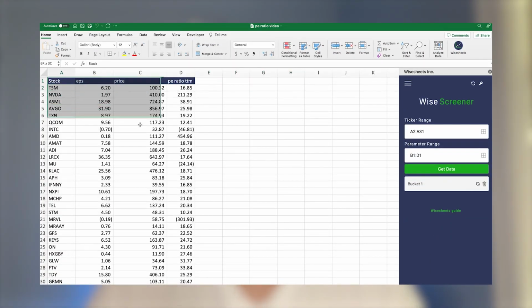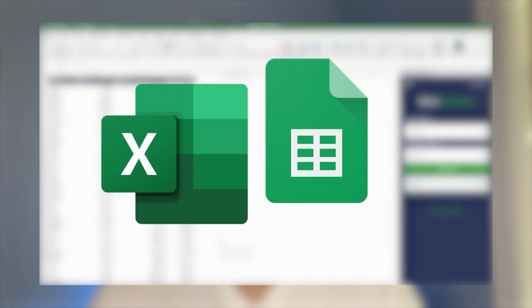And if you stay until the end of the video, I'm gonna share with you how it is that automatically you can get the PE ratio for thousands of companies in one go on your Excel and Google Sheets spreadsheet.